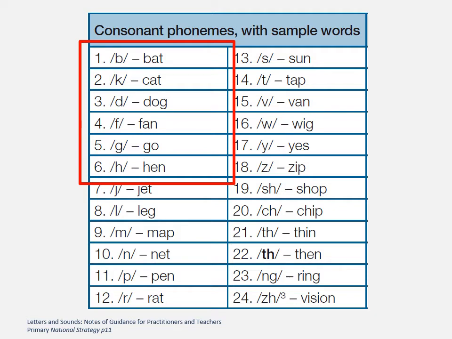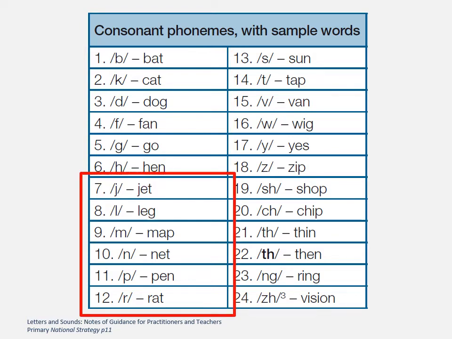As you said b, your lips will have come together. K, your tongue will have gone to the top of your mouth. D, your tongue will have gone behind your teeth. F, your top teeth will press against your bottom lip. G, your tongue will curve up at the back of your mouth. And h, there, your tongue is right at the back, making that sound there. The next set.